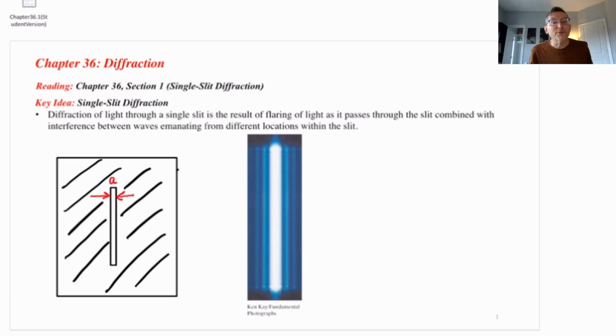We're discussing the first section of chapter 36, and chapter 36 is all about the phenomenon known as diffraction, which is a wave-like phenomenon like interference, and it is in fact related to interference. And we're going to start with a specific application where diffraction occurs and develop our understanding of diffraction within this particular application. It's called single slit diffraction.